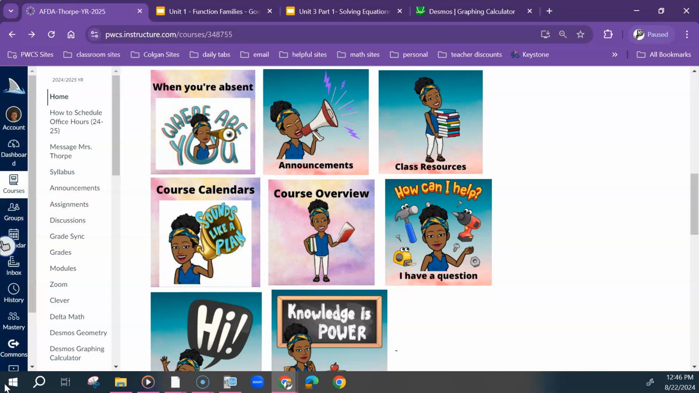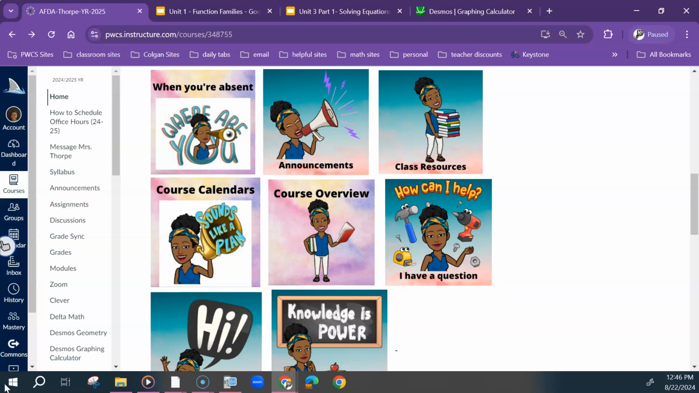So most of the time, whatever we're doing in the unit, this will be exactly what we're doing. Sometimes that changes, but very rarely. It'll have your due dates for Delta Math, your quiz dates, your test dates. So all of your important dates are right here.